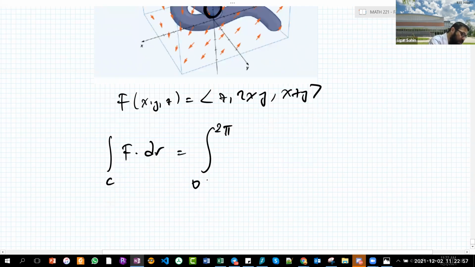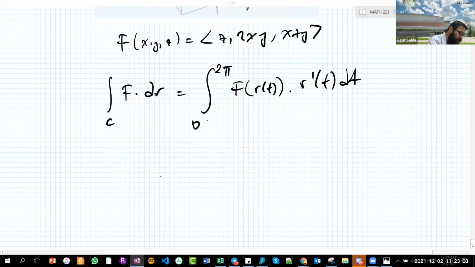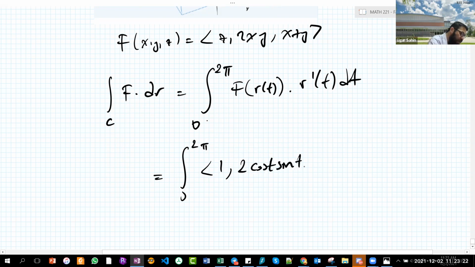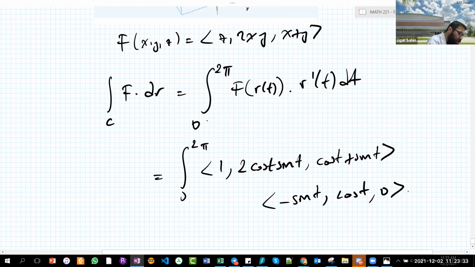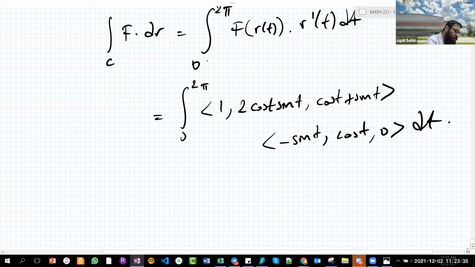When you have the boundary, now it is time to use the parameterization in your function r of t, and then it's going to be r prime t dt. That was the line integral. I hope you still remember. F of r of t, what is that? I'm just going to use my parameterization in my function, which is going to be equal to 1, 2 times cosine t sine t, and then cosine t plus sine t. What is r prime t? r prime t is equal to negative sine t, cosine t, and 0, and then dt. Did you see? It turned into this integral.